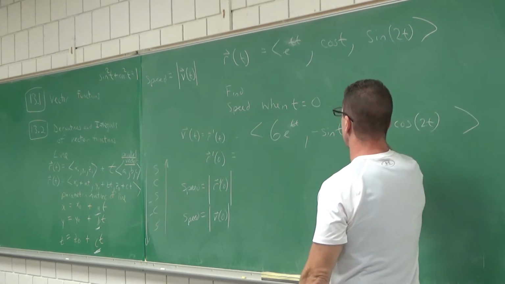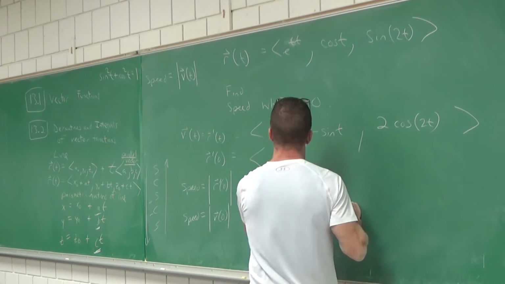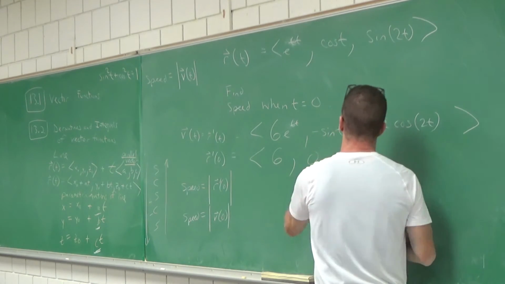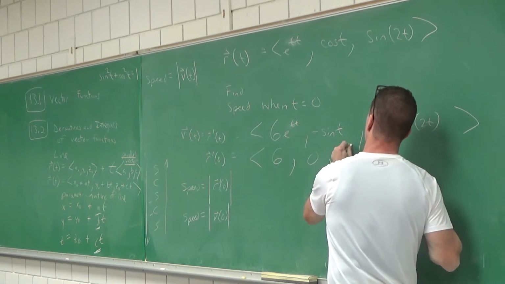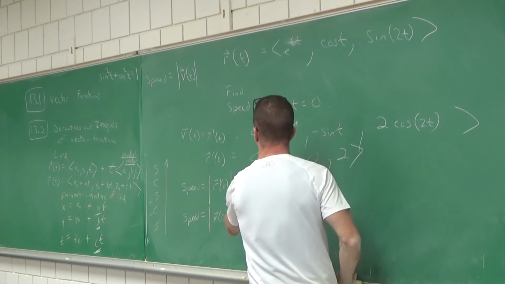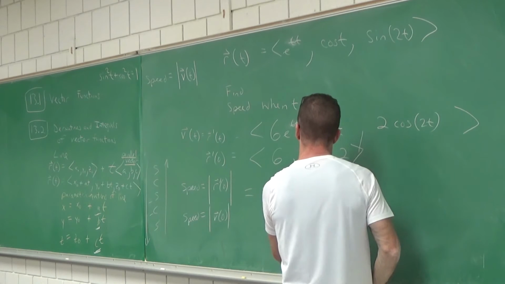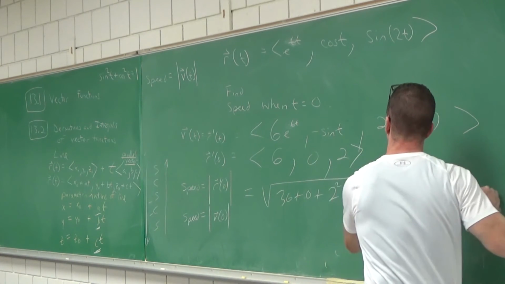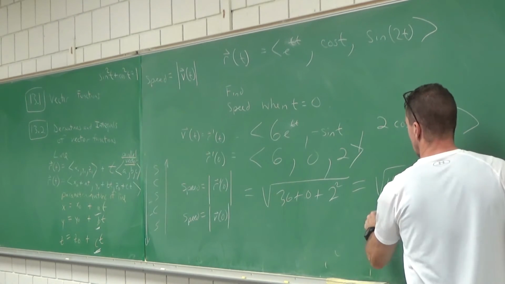Now what do we have to plug in here? 6 times e to the 0. What's sine of 0? 0. Cosine of 0? 1. So what's that magnitude? What's the speed? Square root of 40. 2 squared is 4, and I get square root of 40. Or if you want to simplify that radical, it's 2 square root of 10.